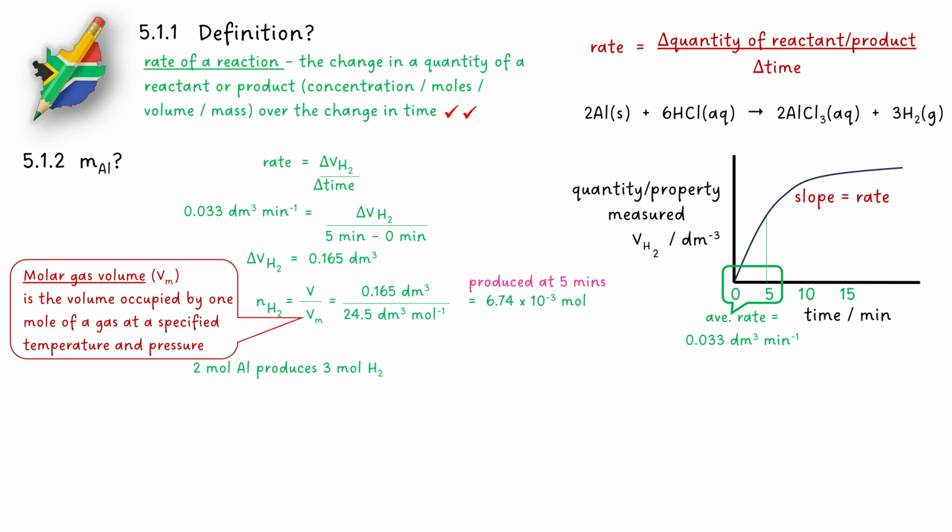Now, since 2 moles of aluminium produces 3 moles of hydrogen, according to the stoichiometry in the balanced equation, we can work out the corresponding moles of aluminium that would be used up to produce the moles of hydrogen we just calculated. We have not shown how to do this calculation here, but one way is to cross-multiply and solve for x. Solving for x, we get 4.49 times 10 to the minus 3 moles of aluminium reacted or used up in 5 minutes.